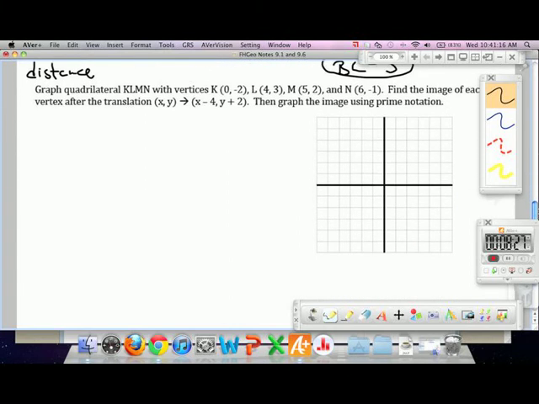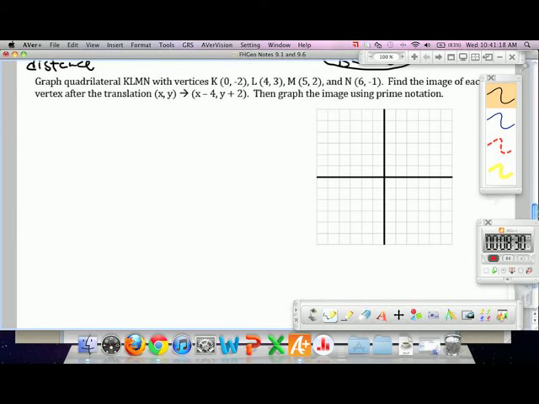Let's do a little graphing. First of all, graph this quadrilateral KLMN with the following vertices: (0, -2), (4, 3), (5, 2), (6, -1). So let's see. K is (0, -2). L is (4, 3): 1, 2, 3, 4, up 3. M is (5, 2). And N is (6, -1).